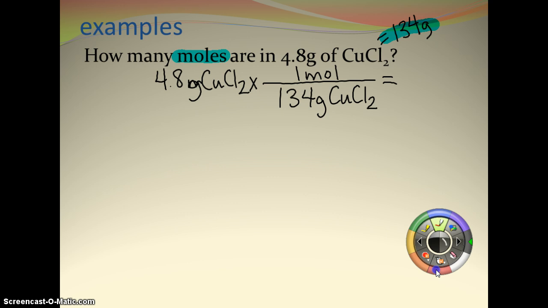So now when you do the math, your grams units will cancel. You are left with the mole, which is what you are looking for. So 4.8 divided by 134. The correct number of sig figs in this case is going to be 2. So we get 0.036 mole. Make sure you're watching your rounding. Make sure you're paying attention to your sig figs. Remember, zeros in front are not significant digits. So that's why we have the 0.036. Go ahead and try this one on your own, and we will discuss it tomorrow.